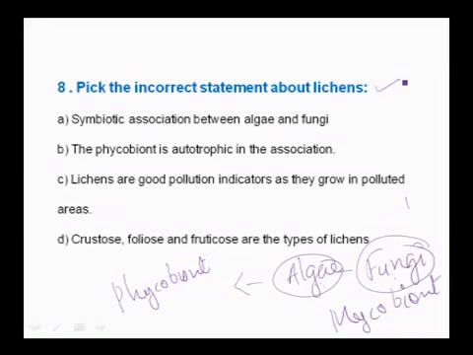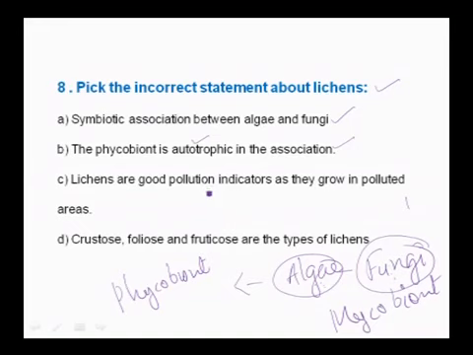Let us see the options and decide. We have to pick here the incorrect statement, the false statement. Symbiotic association between algae and fungi. This is the right option. This is a right statement. The phycobiont is autotrophic. As I told you, the algal component is called phycobiont. Phycobiont helps in preparation of food. That is, something which prepares food is said to be autotrophic. So here phycobiont is the autotroph. The phycobiont is autotrophic in association is also correct.